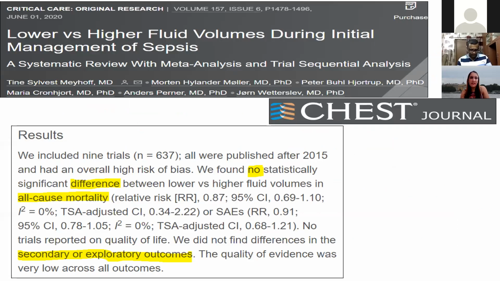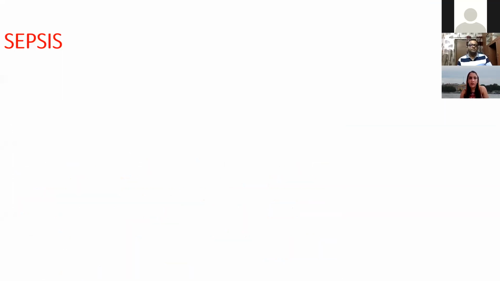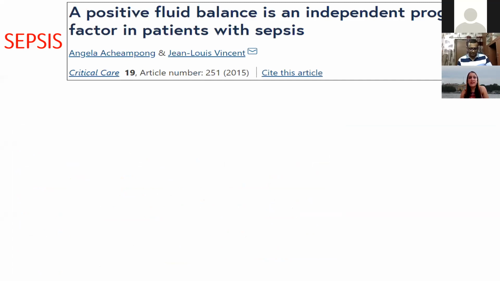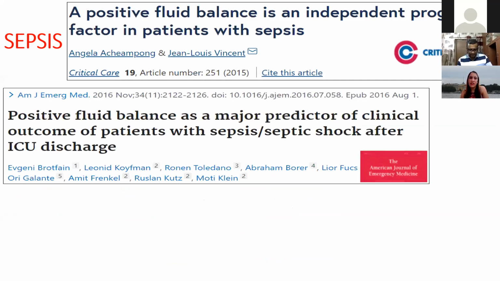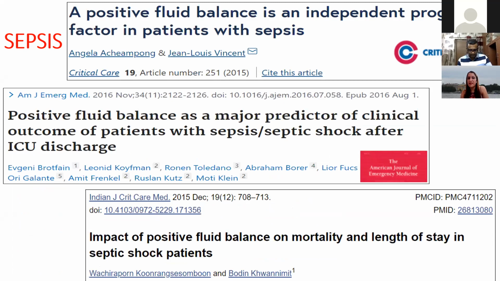This study, which came up just last year, included 9 trials published in the last 5 years, and no statistically significant difference was seen between lower versus higher fluid volumes. What about sepsis? Multiple studies have shown that positive fluid balance is a major predictor of clinical outcomes in patients with sepsis and septic shock, increasing both the mortality and the length of stay.